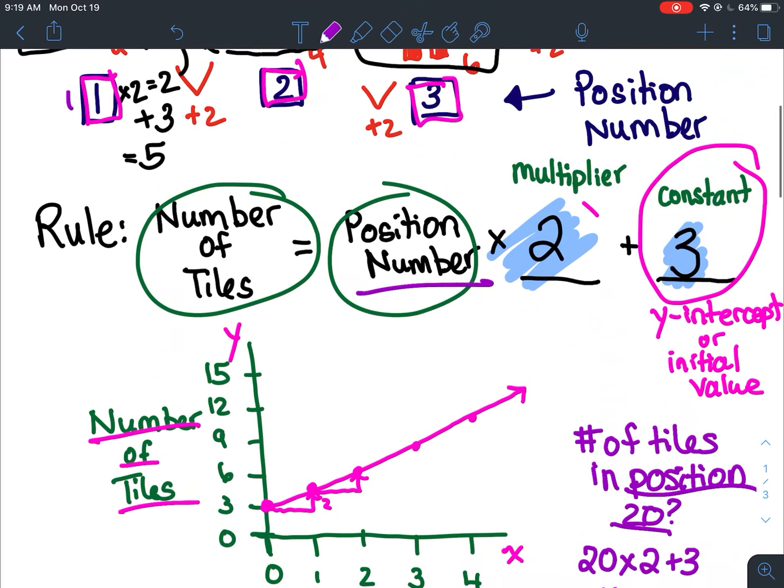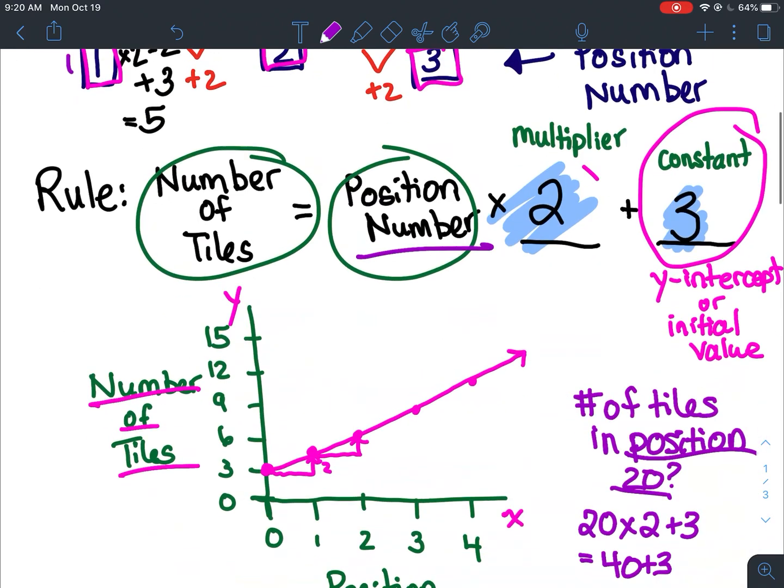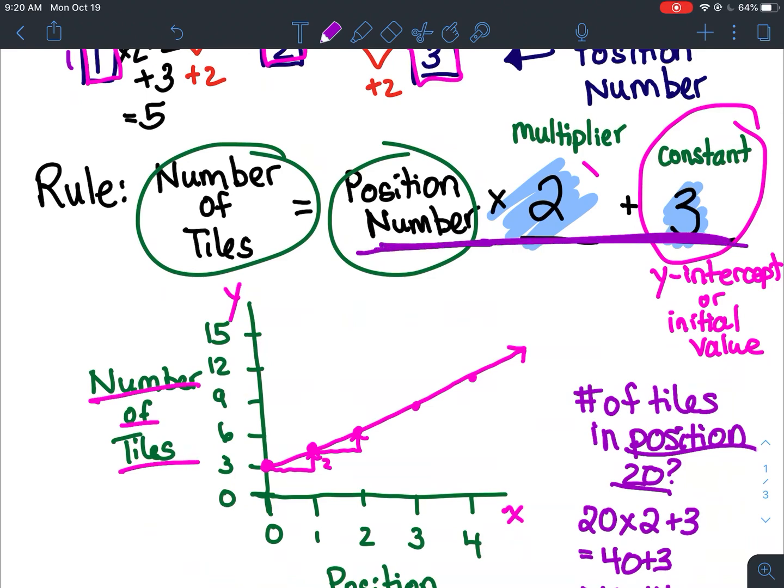So equations are kind of handy for predicting how many tiles there will be in a future position number, because you don't want to keep drawing all these tiles, or you don't want to keep adding by 2. Like you can see the pattern 5, 7, 9, 11. You could keep that going, but what if I asked you position number 1,000? It's way handier to use this equation.